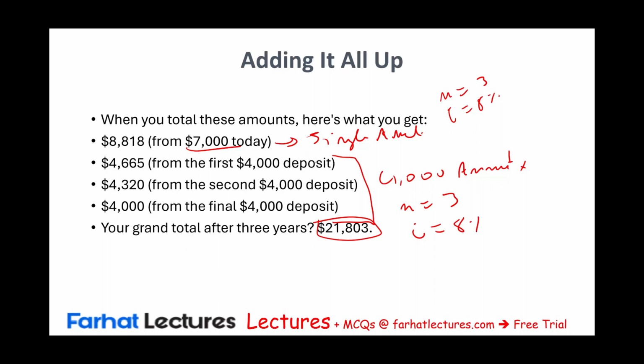I want you to do this yourself. This way you can practice the single amount, the 7,000 invested, one amount invested today, and an annuity. You add them up and they will add up to that.